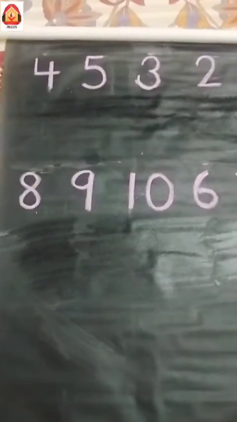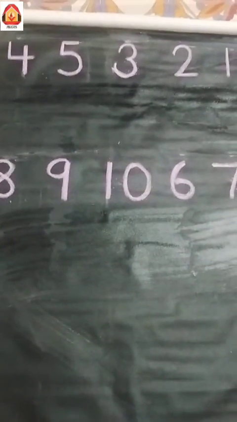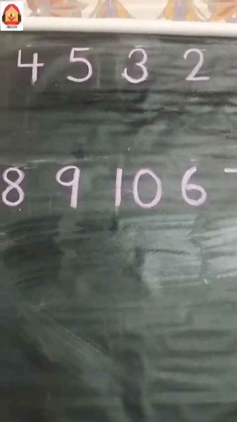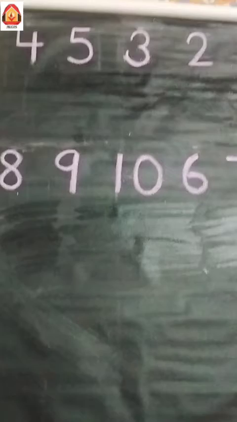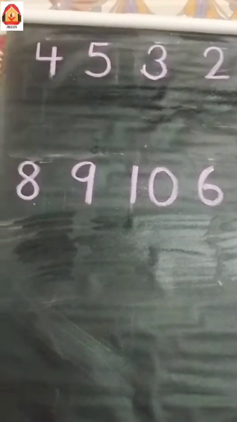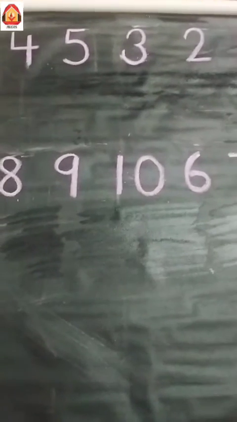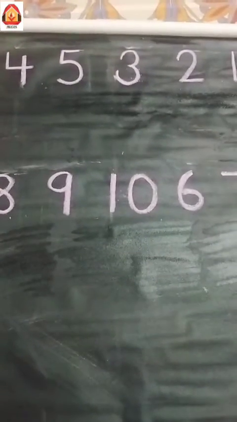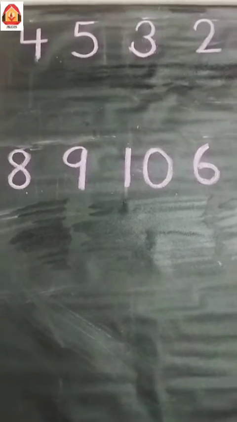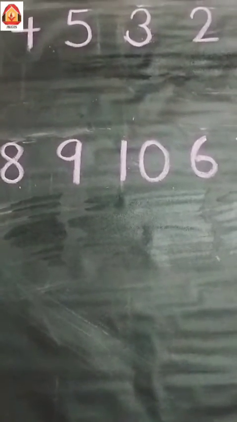Okay, now we are going to arrange these numbers big to small. So what do we call this method? It's descending order. First we did ascending order, small to big. Now we are going to do big to small. Okay, so let's start.